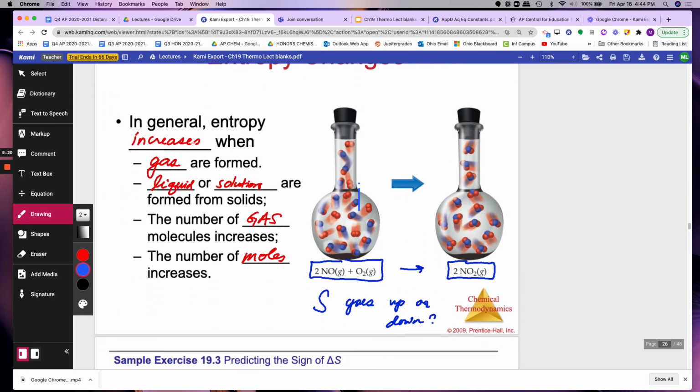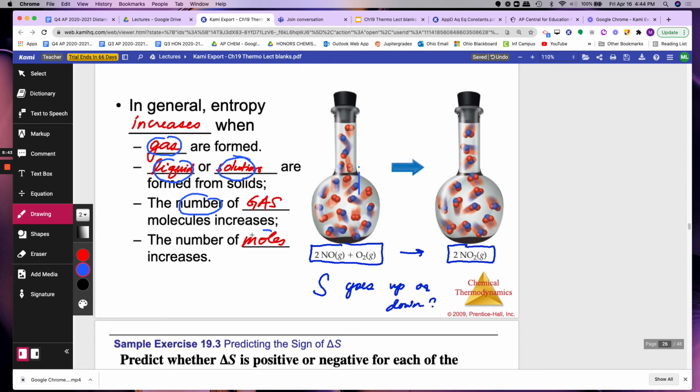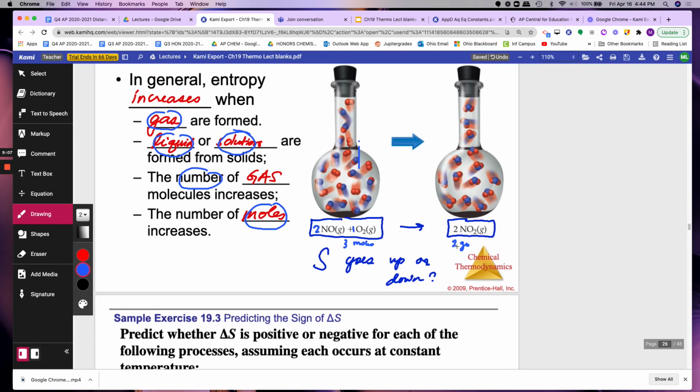In general, the entropy increases when gas is formed, when solutions are formed, when you melt a solid, of course, when the number of gas molecules increases, and also if the number of moles increases. So here in this beaker, there's a 2 here and a 1 there. You have 3 moles of gas. Over here, you only have 2. So does S go up or does it go down? You went from 3 to 2. One person from your party left. That means there's less chaos, so your entropy should go down.